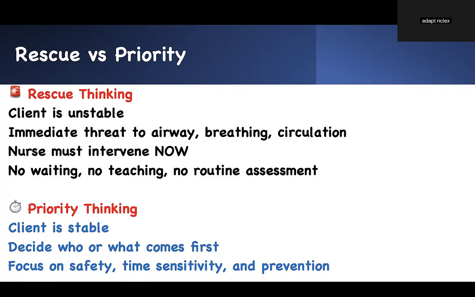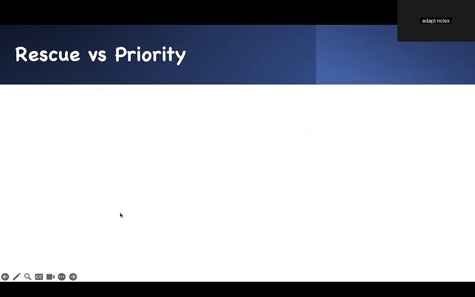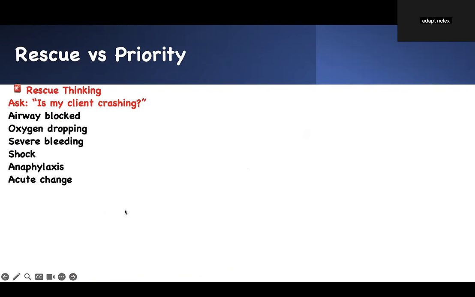It's different from priority thinking, where they give you multiple patients and you have to pick one of them. With rescue thinking, you want to pick the one that goes into a rescue situation where you have to do an emergency. You have time, but the time is very sensitive. If you don't do anything right now, you have to rescue the individual. That means they're going to die. And that's the difference.